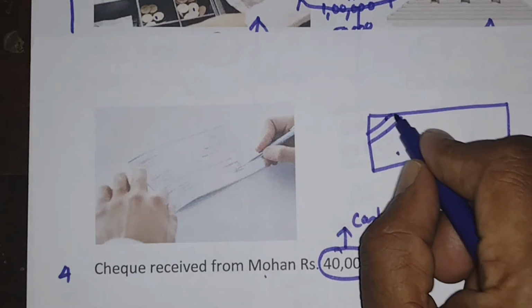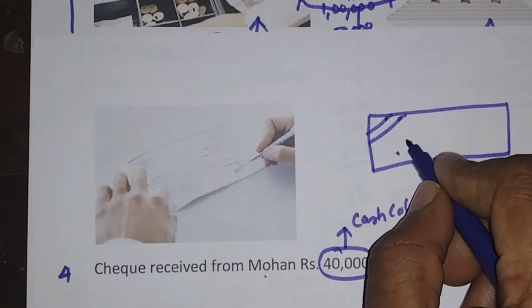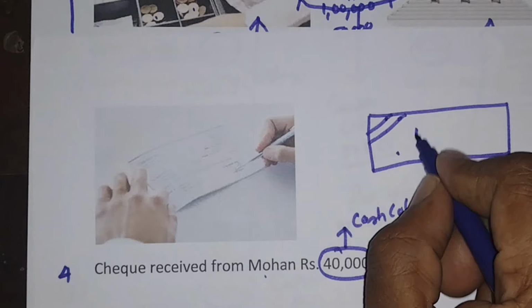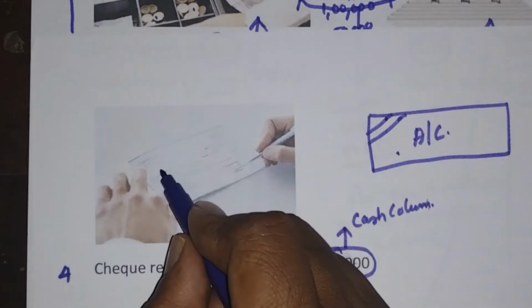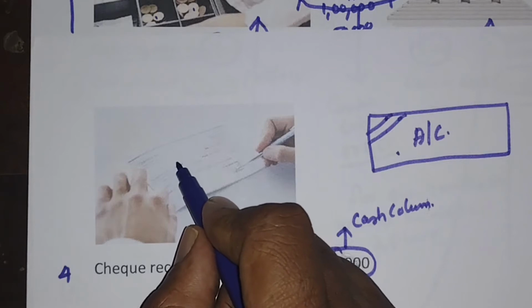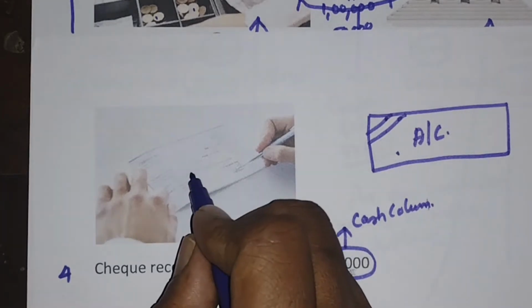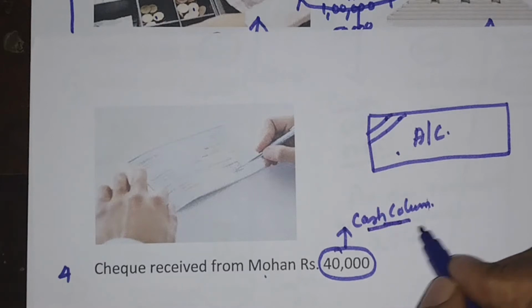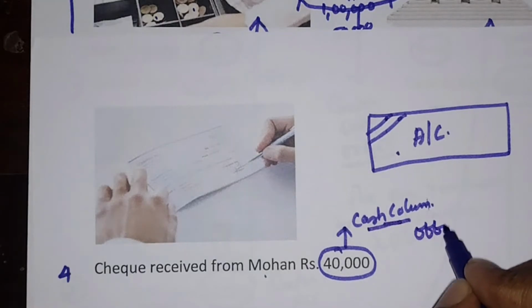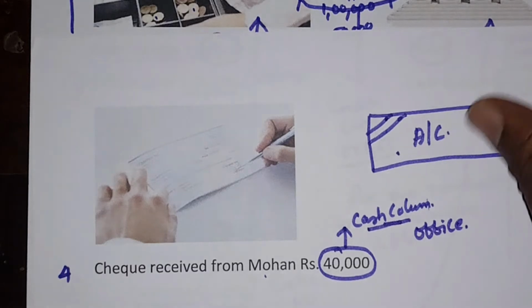But whenever it is a crossed check, the cash will not be given into the hand, it will be transferred to the account. So therefore this check received is only a check, it is not a crossed check. Therefore this will appear into which column? Cash column. That means it will appear into the office.